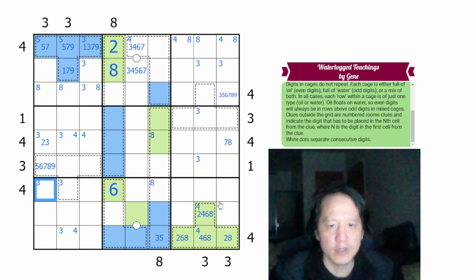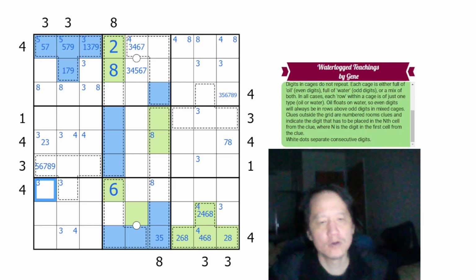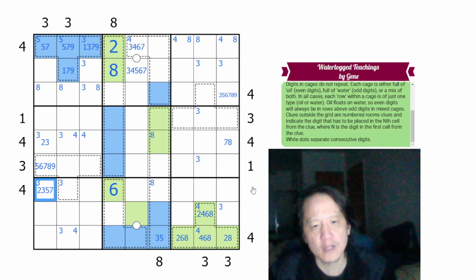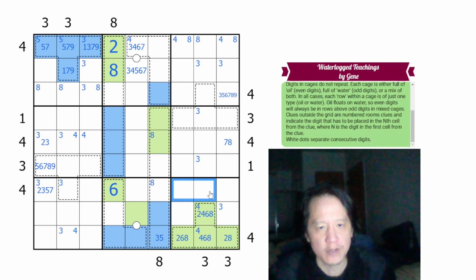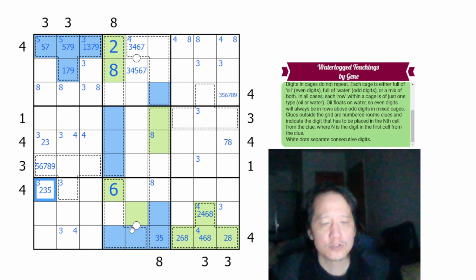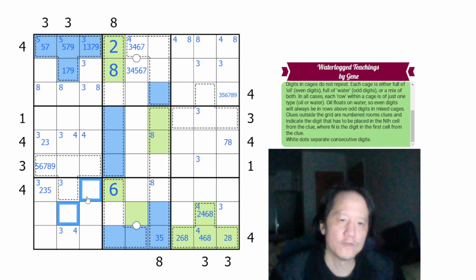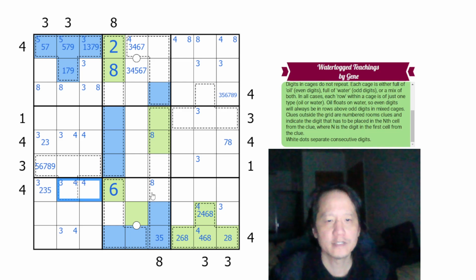So this can't be 8, right? Can't be 4. This is 2, 3, no 4, 5, no 6, 7. It cannot be 8 anymore because it can't be any of those. It can't be 7 or 9. So it's 2, 3, or 5. So 4 here has to be one of these 3.